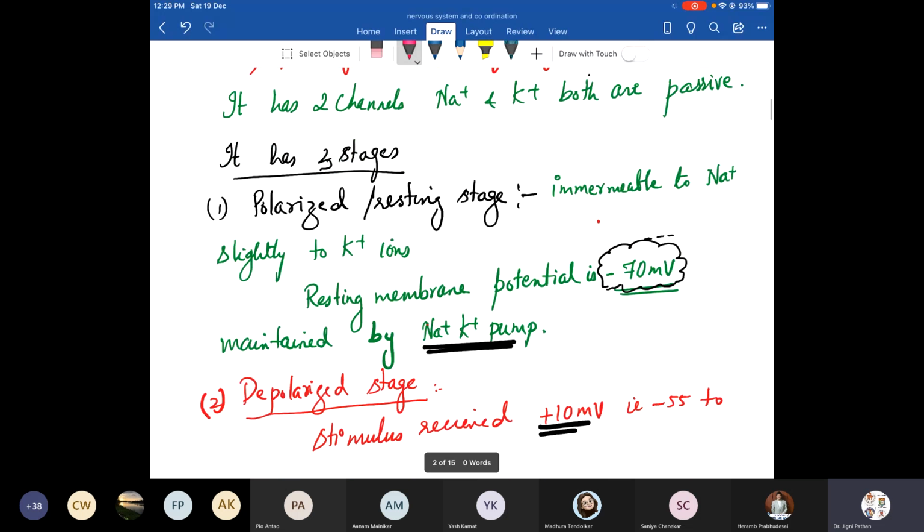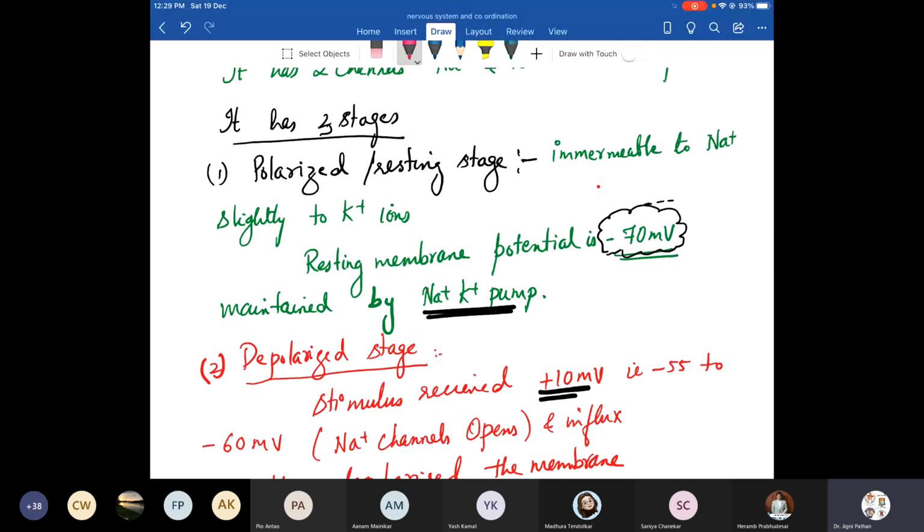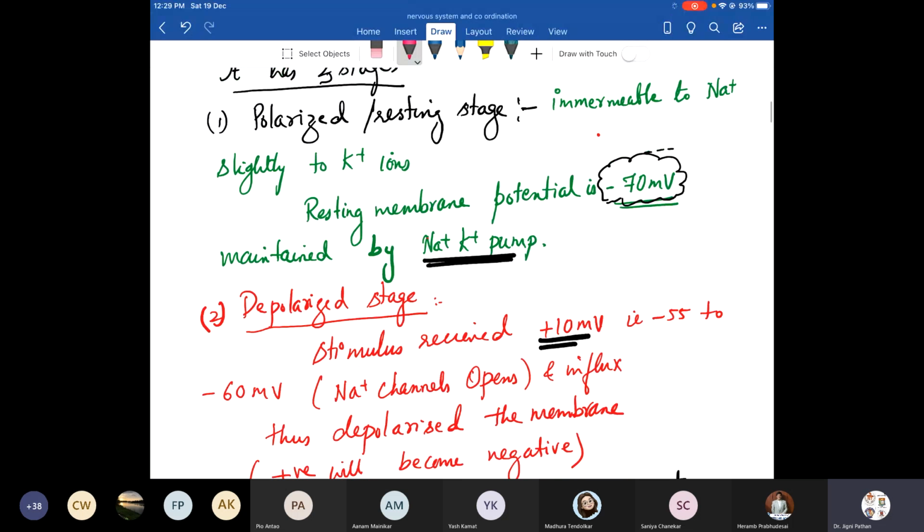Next, the depolarized state. After minus 70, now the membrane is resting. If the neuron receives a stimulus of plus 10 millivolt, from minus 70 it will reach to minus 60 to minus 55 millivolt. Clear? At this point what happened? Sodium channels open.